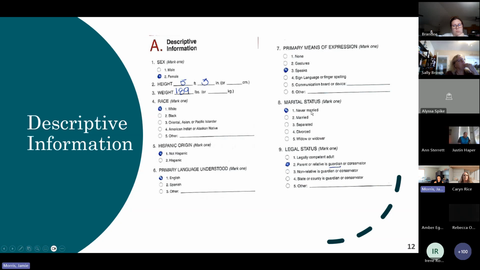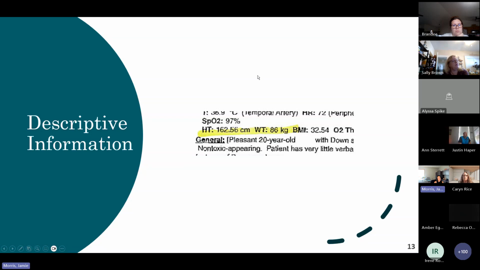At this time, since she's under 21, she is not married. And that is why number 9 is marked as legal. Her parent or relative is her legal guardian. So I've included this piece of information out of the medical document that was included in your meeting invite papers. You will see here this is where we found that this was a physical. Her height and her weight are included.